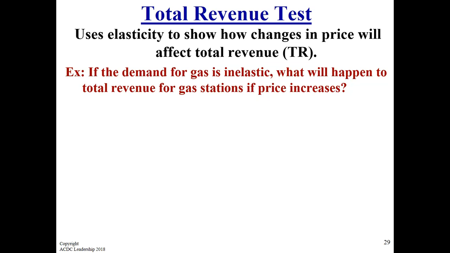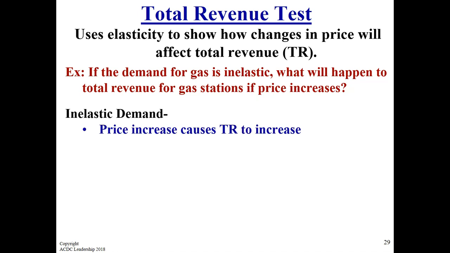Being inelastic doesn't mean that. So what's going to happen? If price goes up 10%, is quantity demanded going to go down more or less than 10%? Less. So price goes up more than quantity demanded goes down. So then price times quantity has to increase total revenue. So in inelastic, when price increases, total revenue increases. And if you're just looking for a memory tool, price up, total revenue up, it looks like an I, inelastic. They're both going the same way.